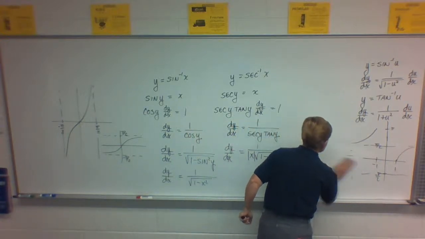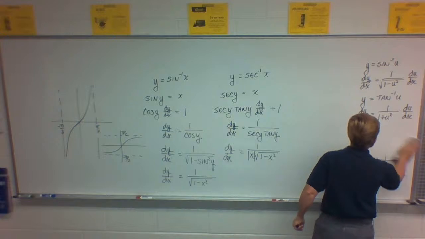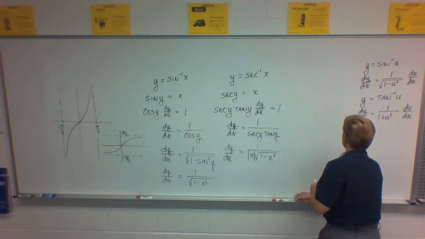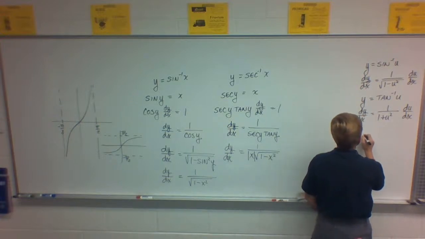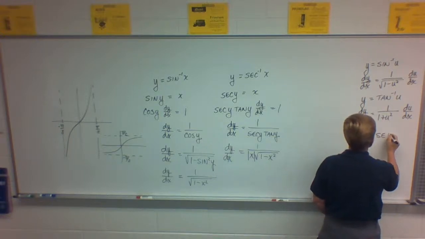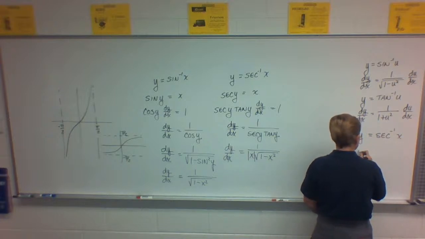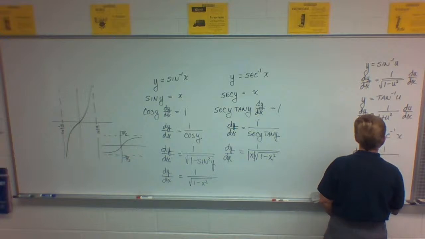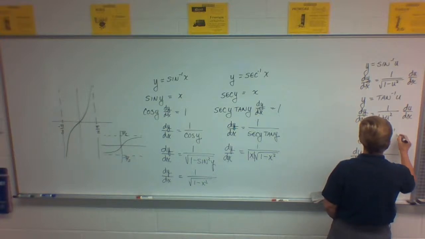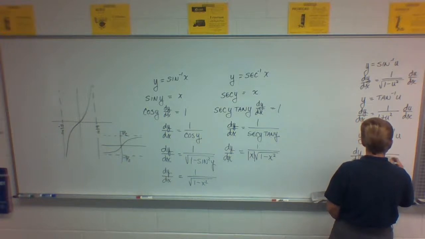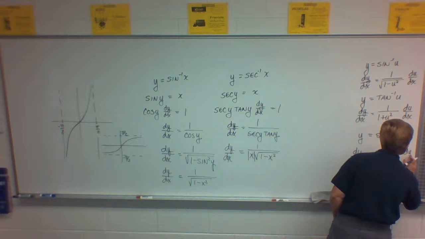Okay, summarizing this one, we get the derivative of y with respect to x. Oh no, we have to get the y first. The y is equal to secant inverse of x. And so dy/dx is going to be 1 over, I'm sorry, this is a u, the absolute value of u, square root of u squared minus 1, times du/dx.